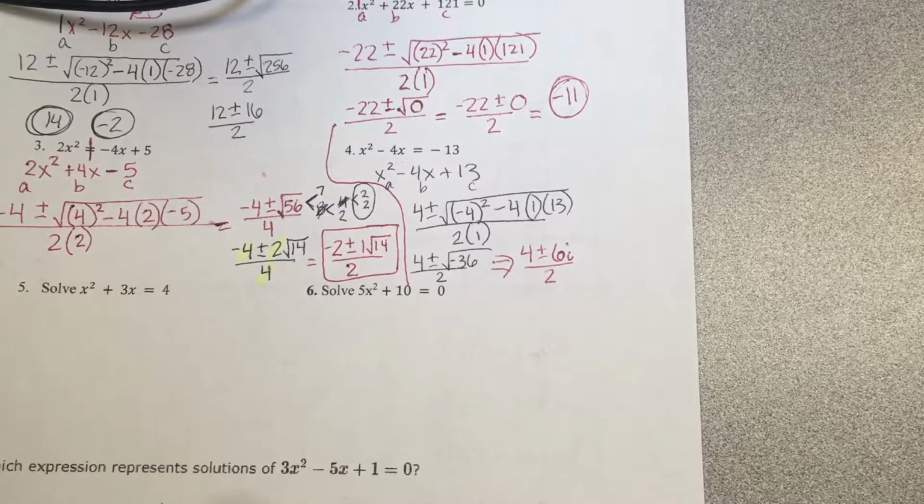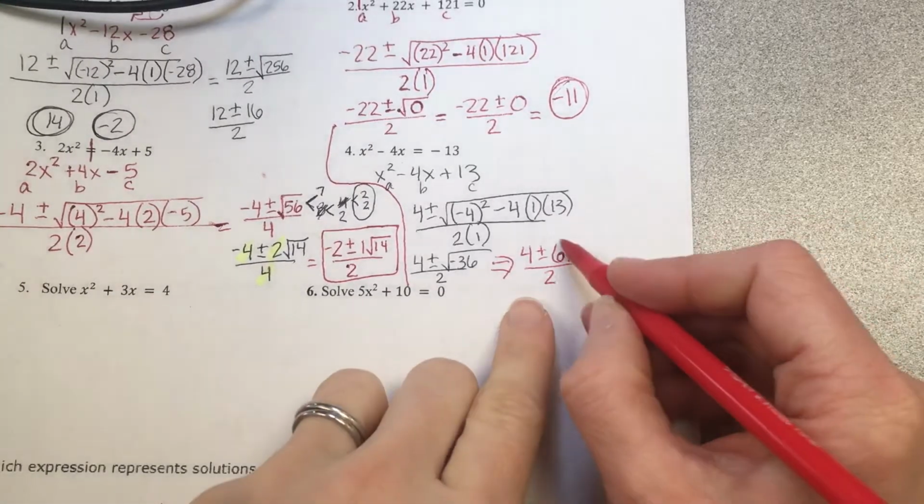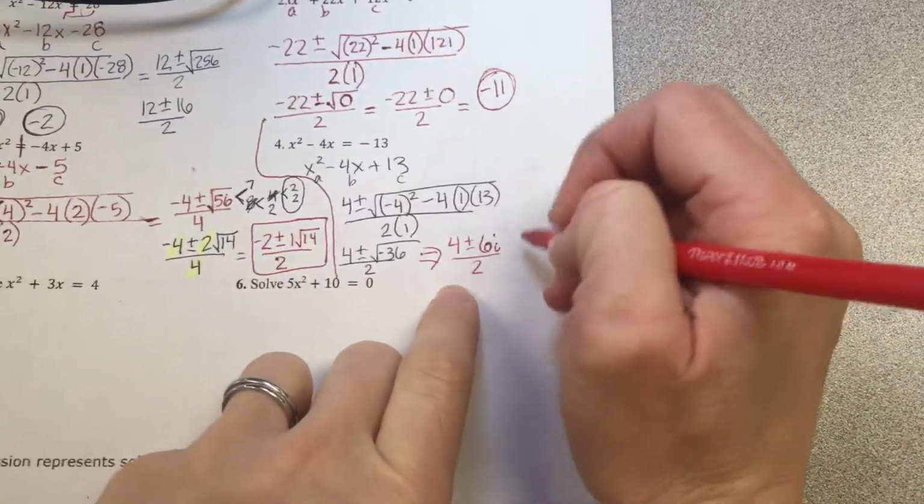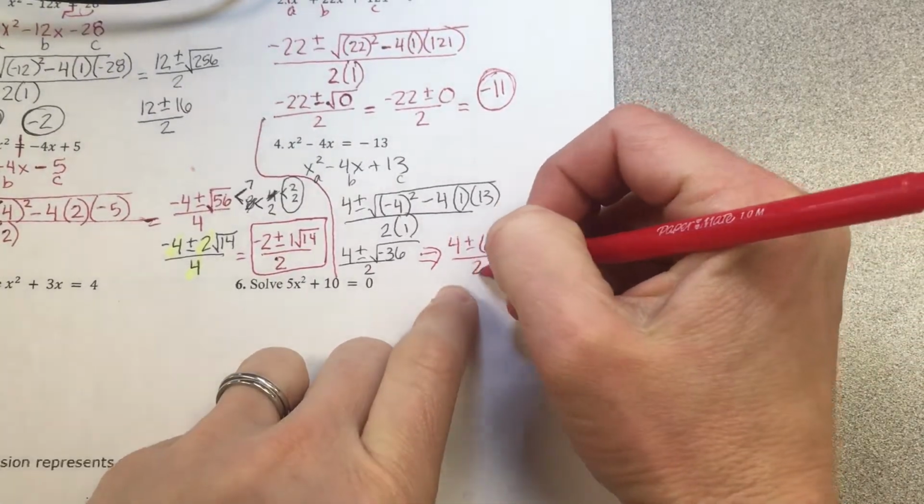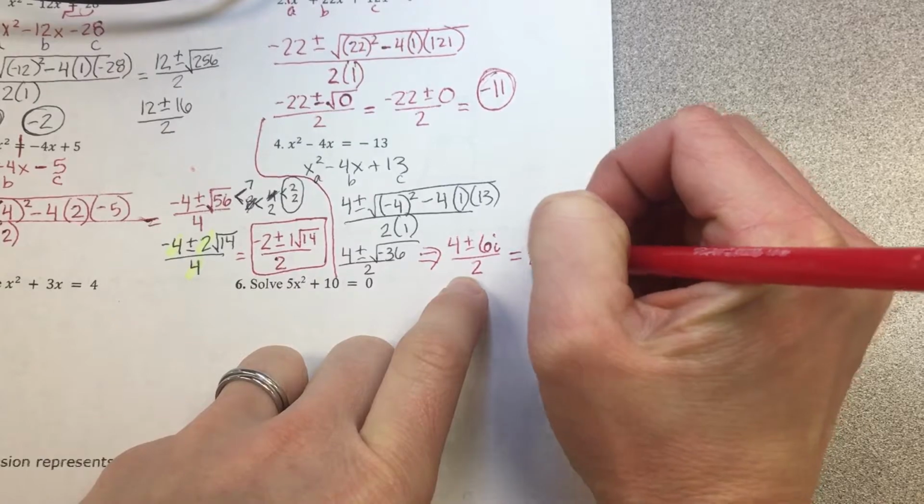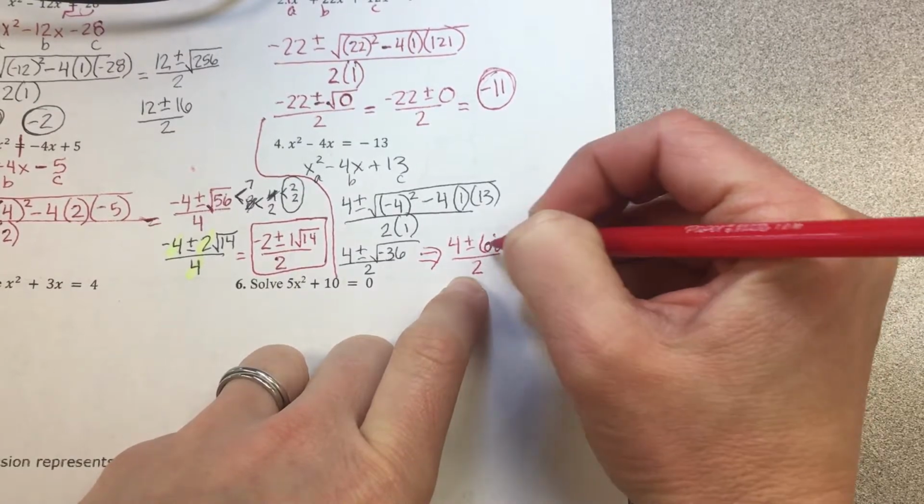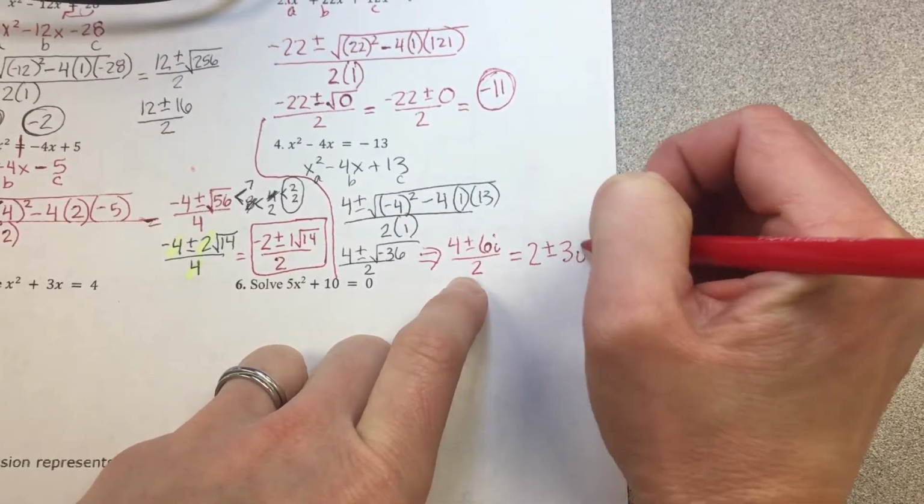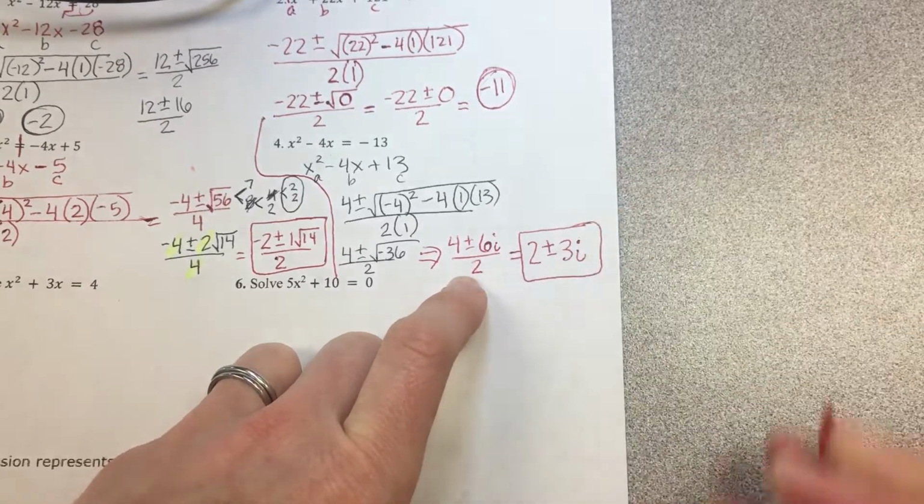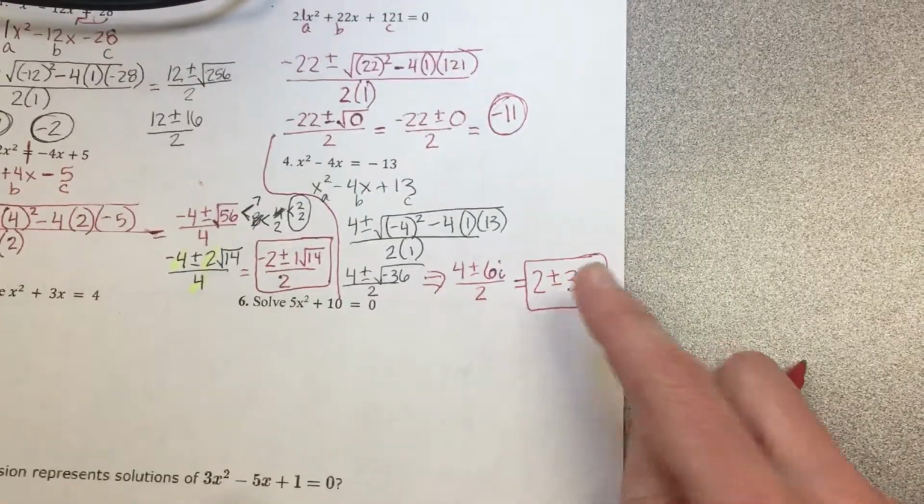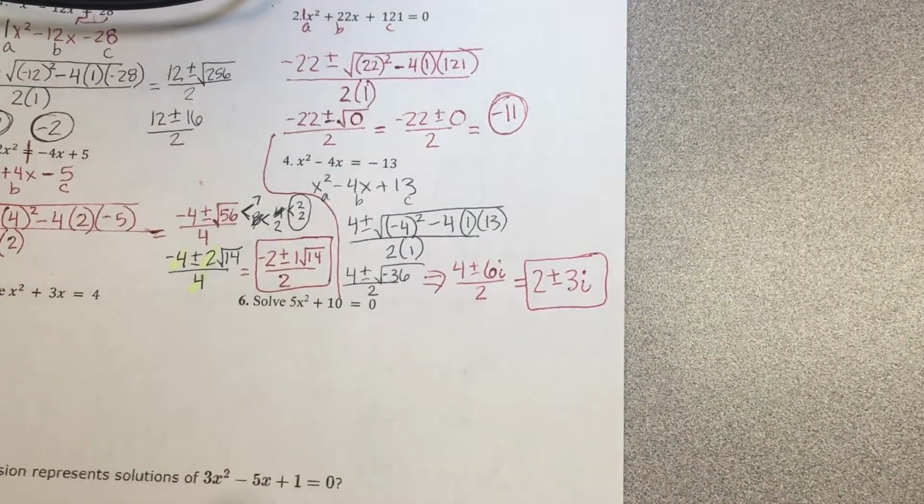4 plus or minus 6i over 2. Any questions about where the 6i came from? Okay, your last step is you can divide everything by 2. 4 divided by 2 is 2. 6 divided by 2 is 3, and you put the i with it. That's your answer. Since it has an i in it, you can't do the plus or minus thing either. That's your answer: 2 plus or minus 3i.